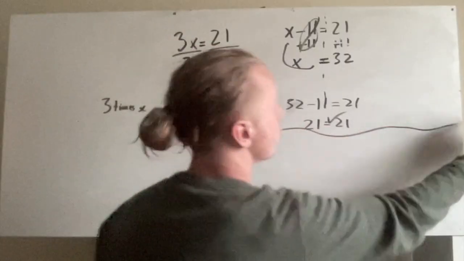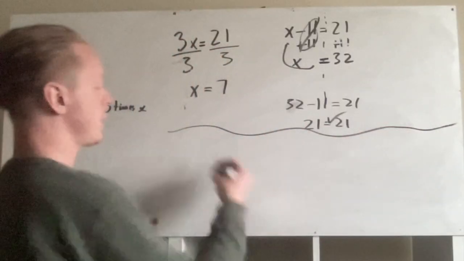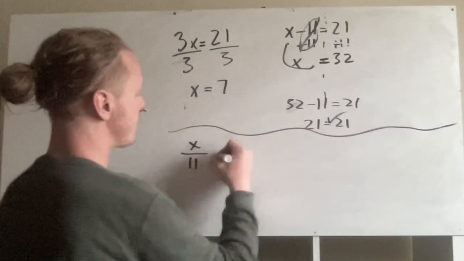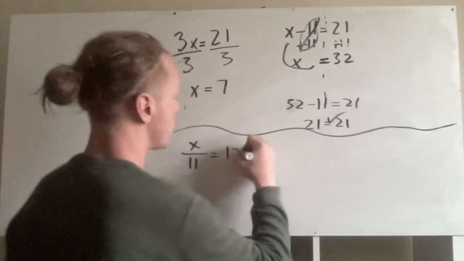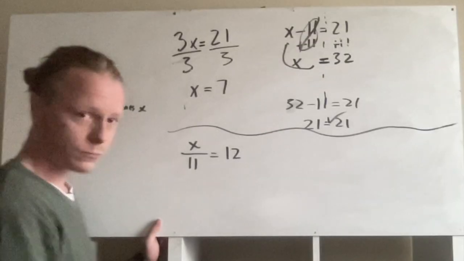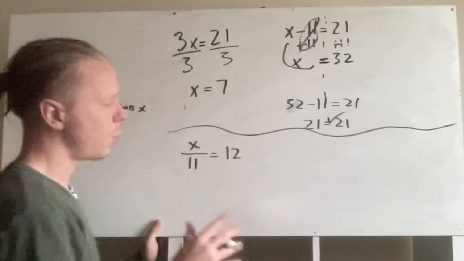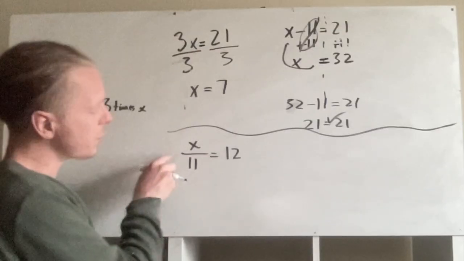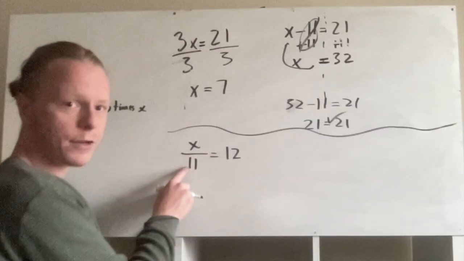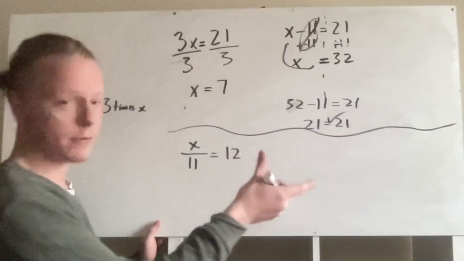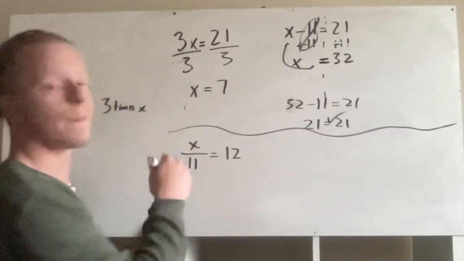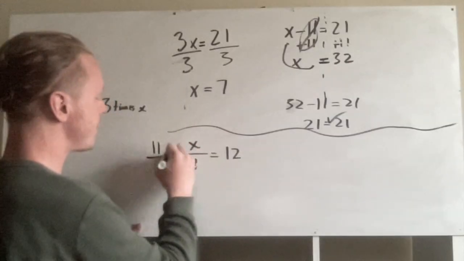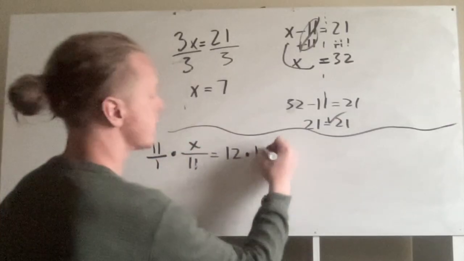Okay, let's take a look at 2 more examples. x over 11 equals 12. Okay, what's happening to x here? What math is being done to x? We're dividing by 11. So we need to do the opposite. What's the opposite of division? Multiplication. So we're going to multiply by 11 over 1, times 11.